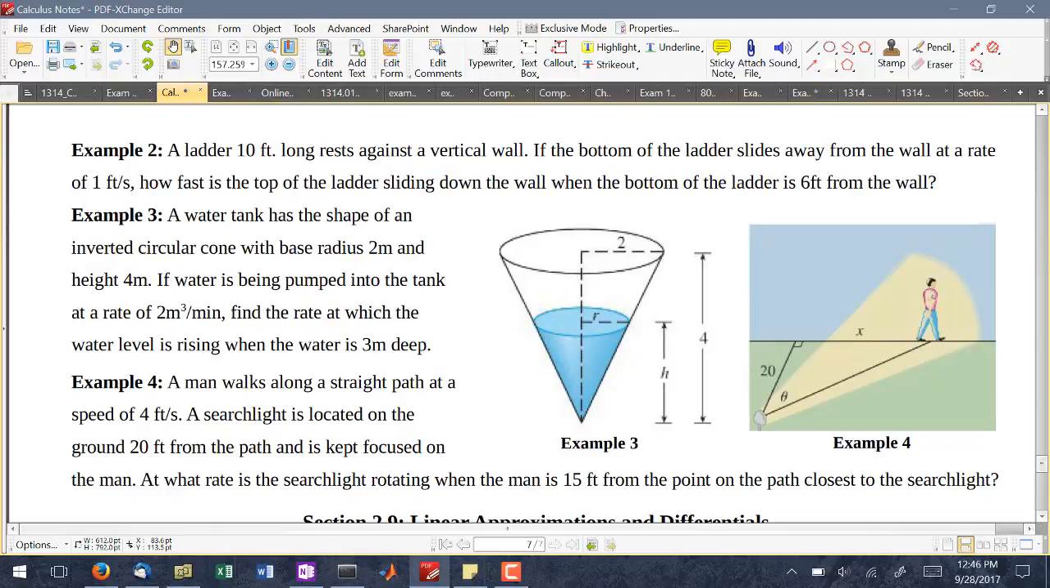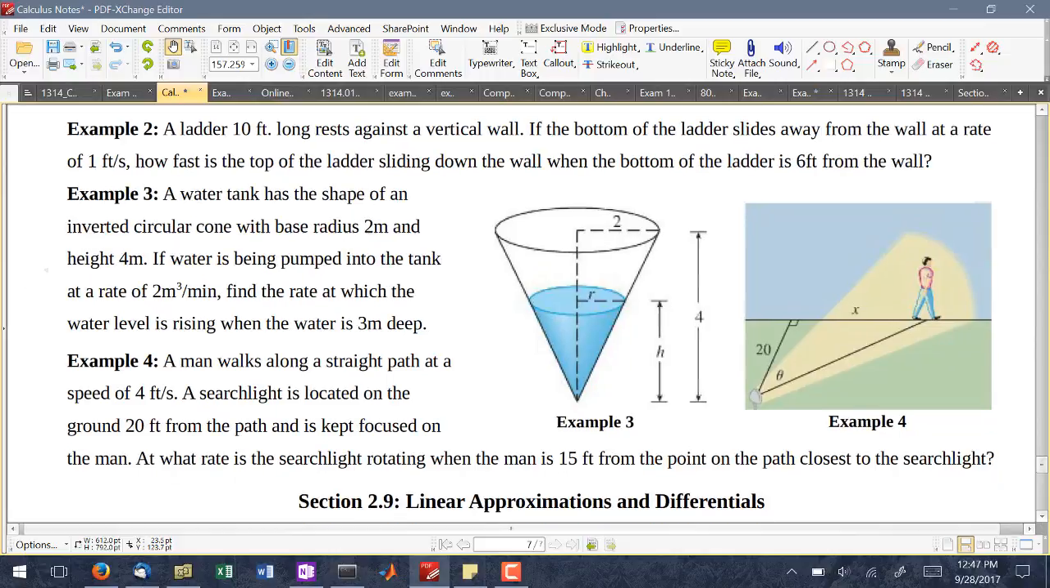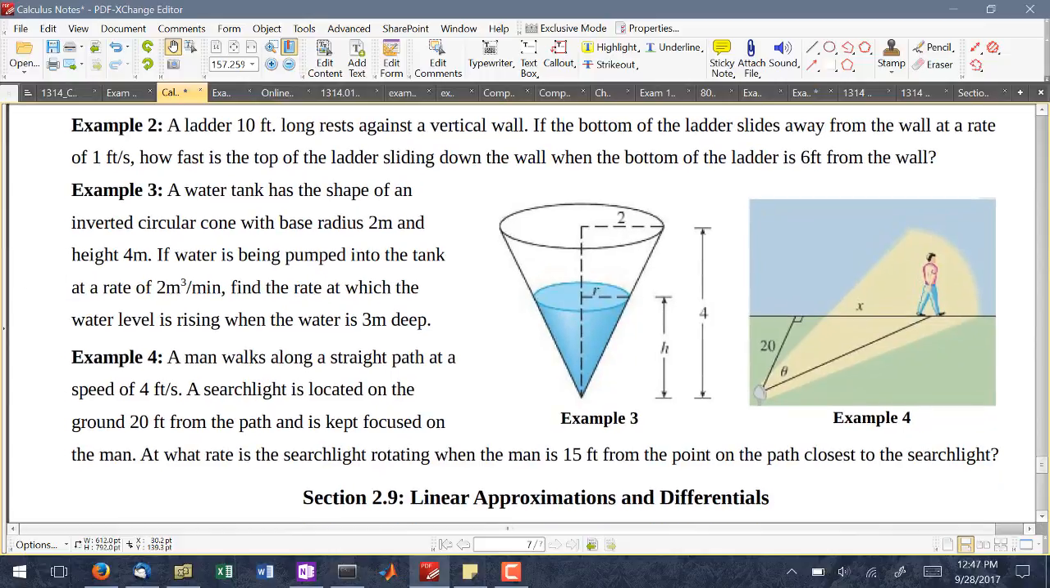Okay, this one goes with a ladder. A 10-foot ladder rests against a vertical wall. The bottom of the ladder is sliding away from the wall at a rate of 1 foot per second. So how fast is the top of the ladder sliding down the wall when the bottom of the ladder is 6 feet from the wall?